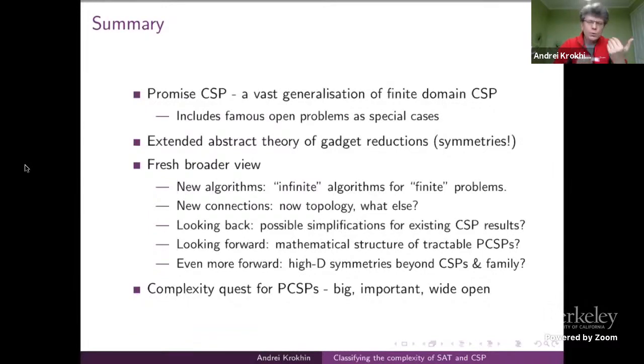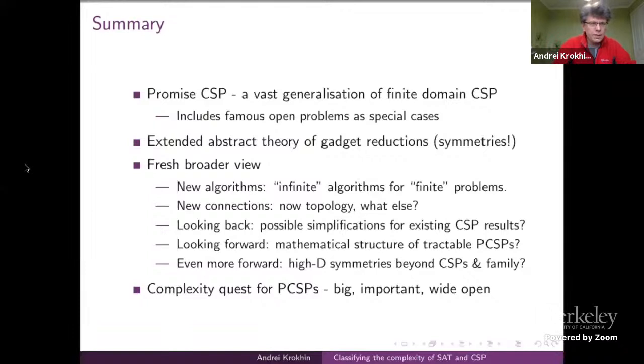So can we somehow use infinite ideas to provide a different algorithm that will be more accessible, or maybe even explain the nature of tractability better? Looking forward, we can try and explain the general mathematical structure of tractable PCSPs, some general properties that explain it on some very general level. And looking even more forward, we can look beyond CSPs and use this idea of high-dimensional symmetries of solution spaces to provide general uniform explanations of tractability in some wider families of problems.